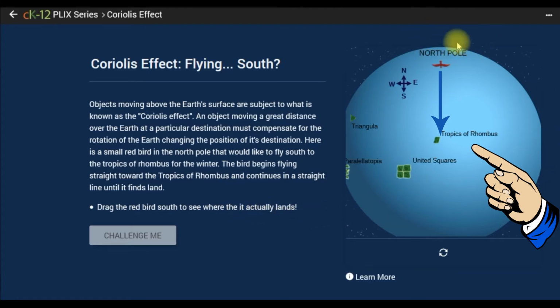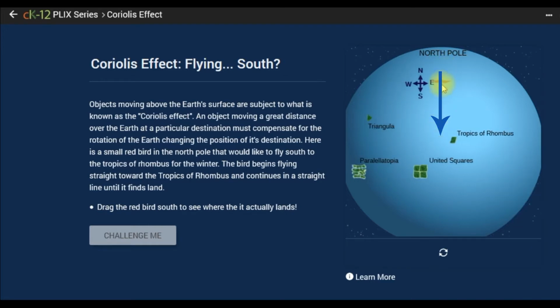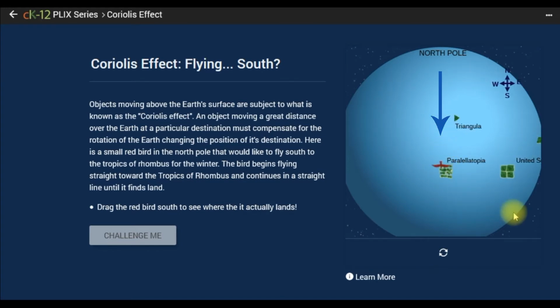So let's look at this globe. The Earth will be rotating from west to east, while the bird on top will be flying south to this place called the Tropics of Rhombus. As you see, the bird missed its destination, even though it flew south on a straight line. The bird missed the Tropics of Rhombus because of Earth's rotation.